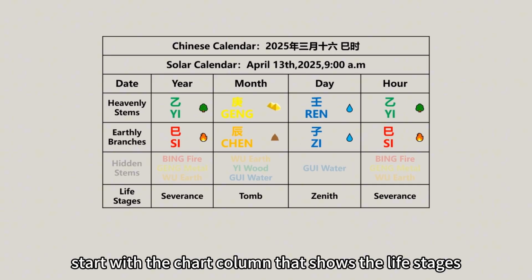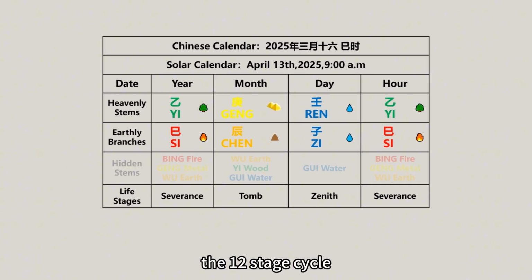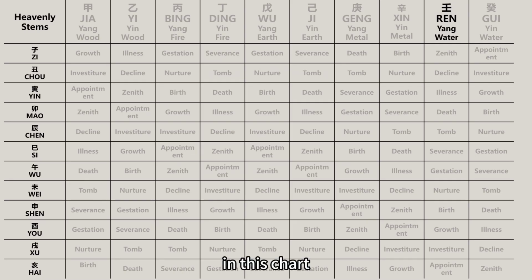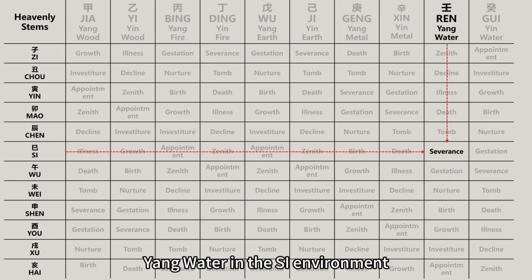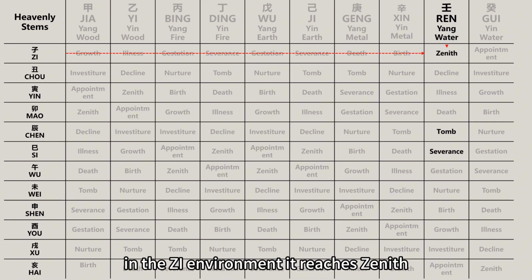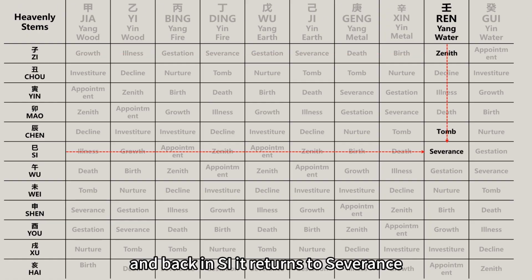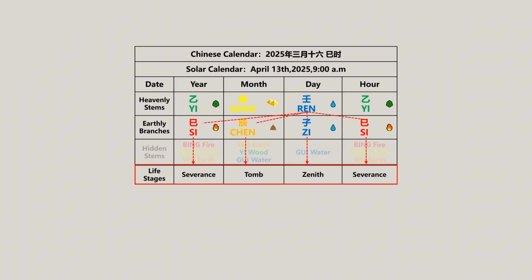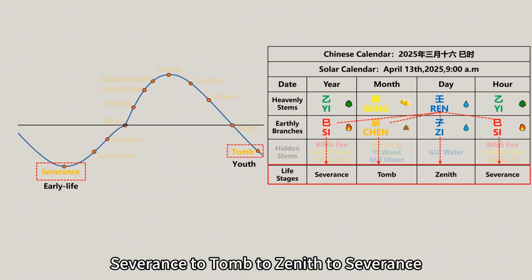Start with the chart column that shows the life stages, the 12-stage cycle. The method is simple. Place the day master into each of the 4 branch environments and check the stage table. In this chart, Yang water in the Si environment lands on Severance. In the Chen environment, it lands on Tomb. In the Zi environment, it reaches Zenith. And back in Si, it returns to Severance. So the sequence becomes Severance to Tomb to Zenith to Severance.